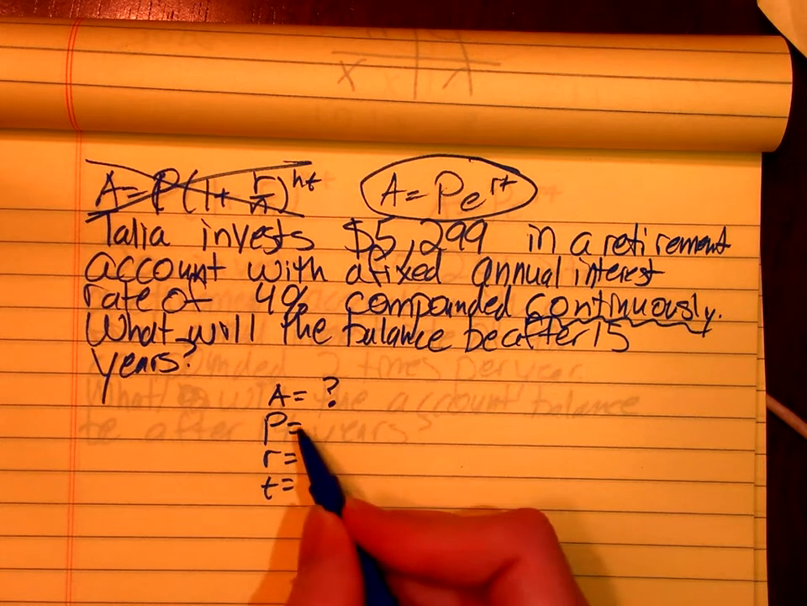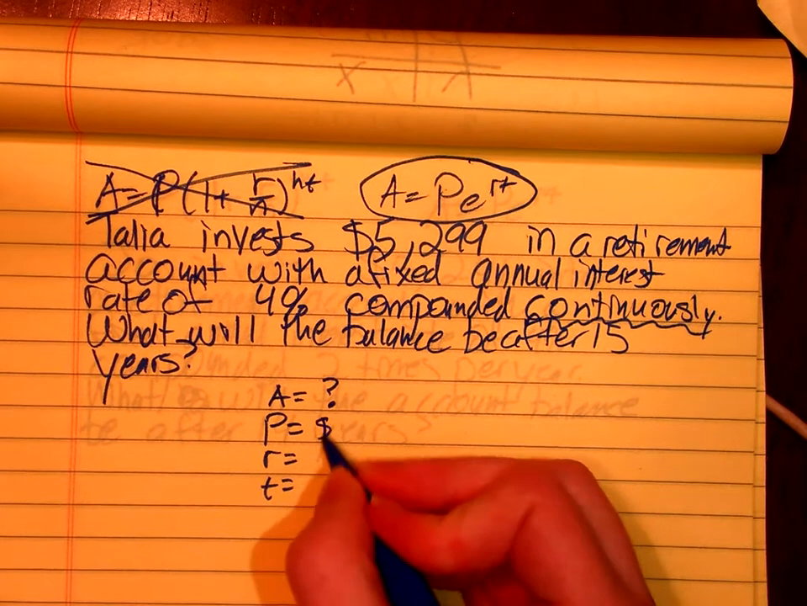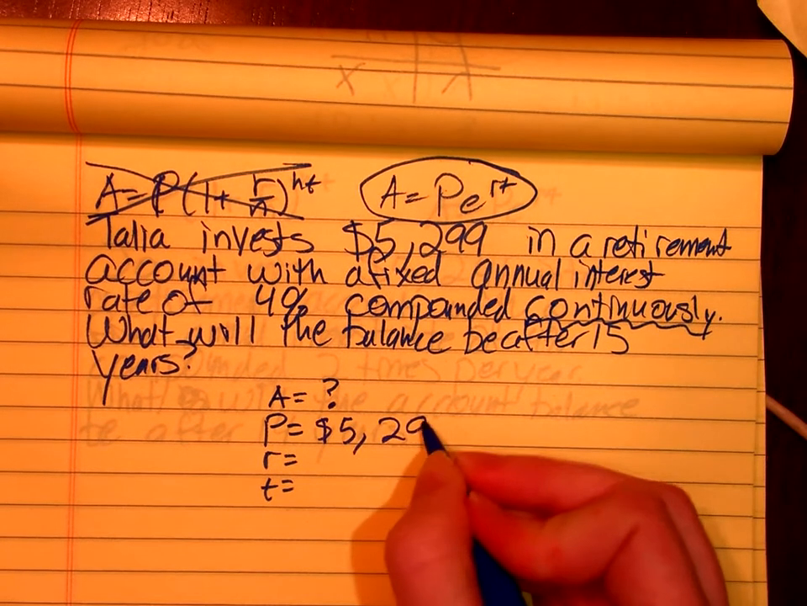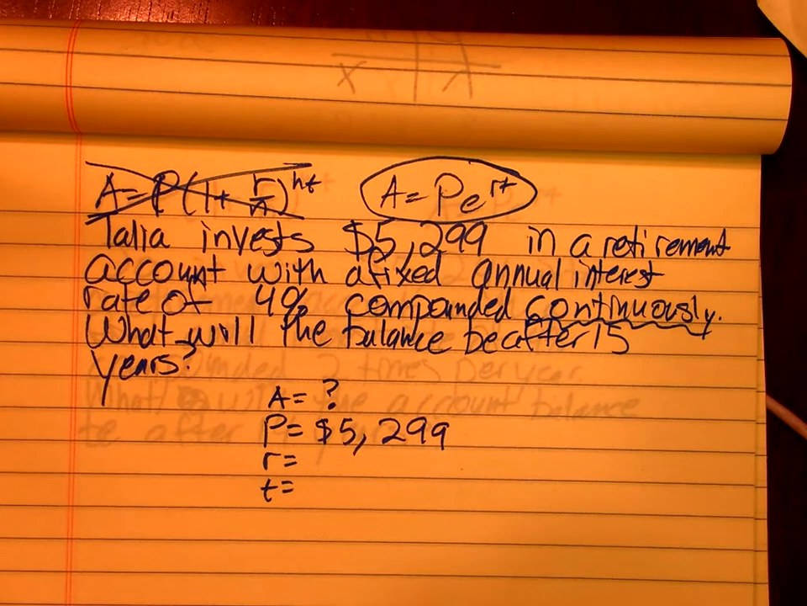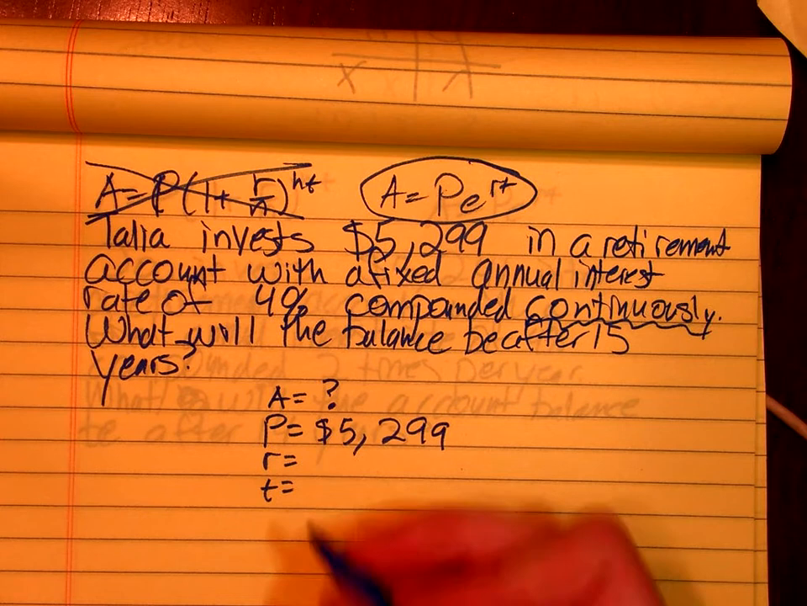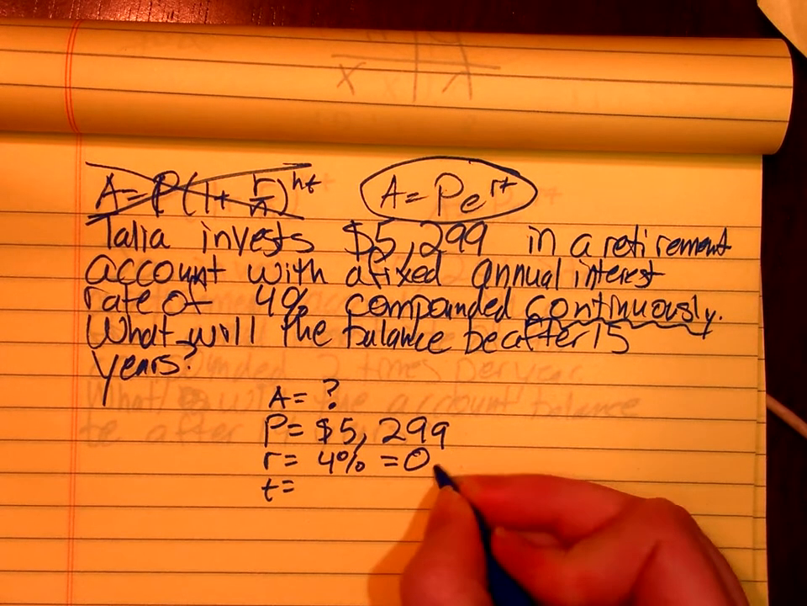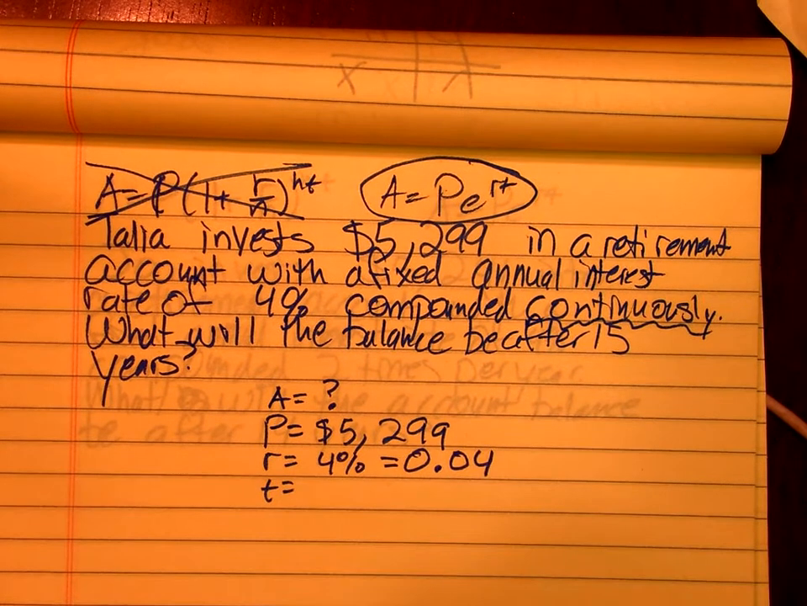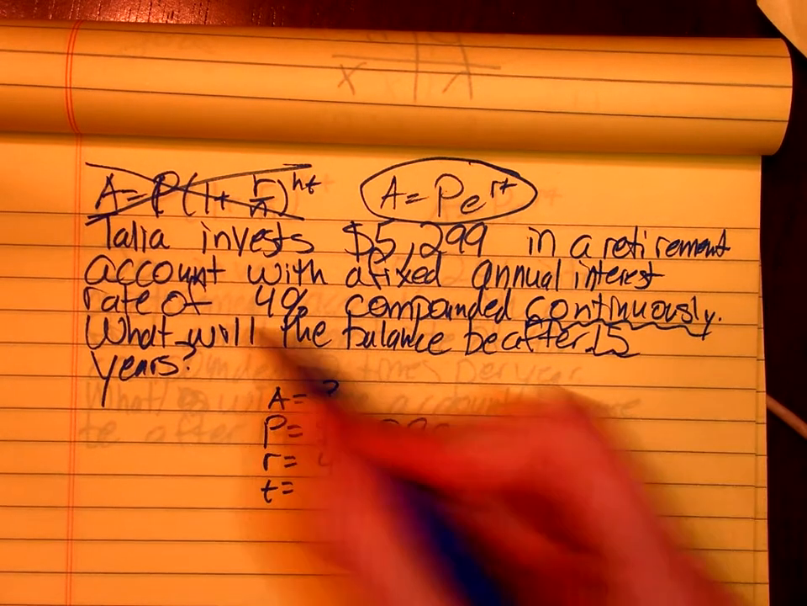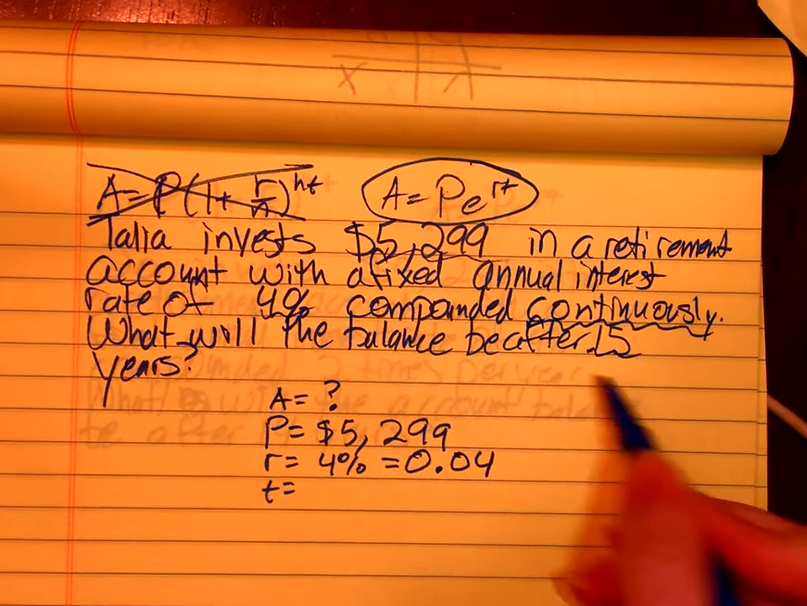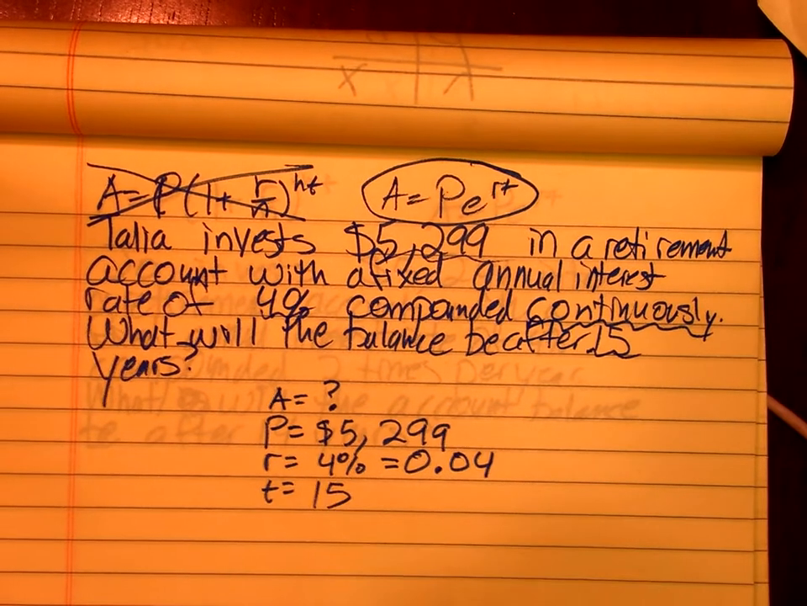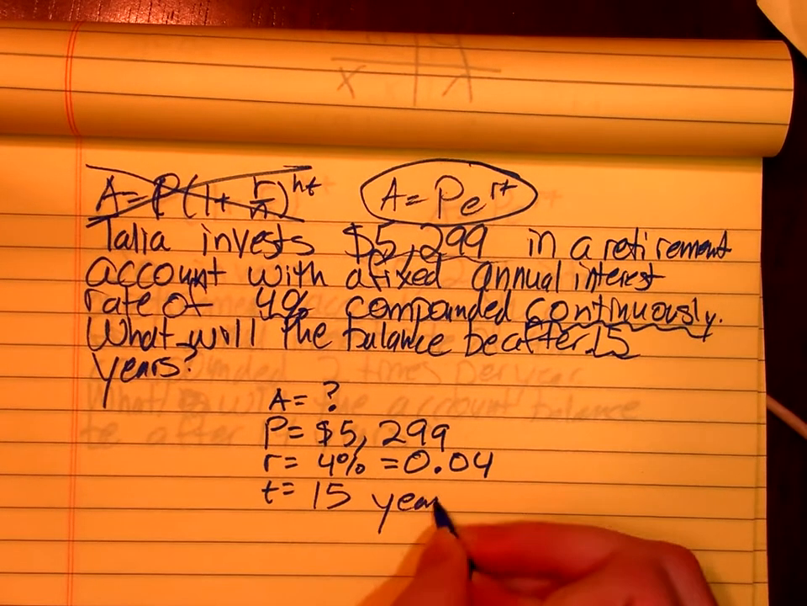Do we know her starting amount, though? Absolutely. That is $5,299. Do we know the rate at which it earns interest? That is 4%, which if we convert to a decimal is 0.04. Do we know the amount of time that's passed? Yes, we do. It says, what will the balance be after 15 years? So that's the amount of time that has passed, 15 years.